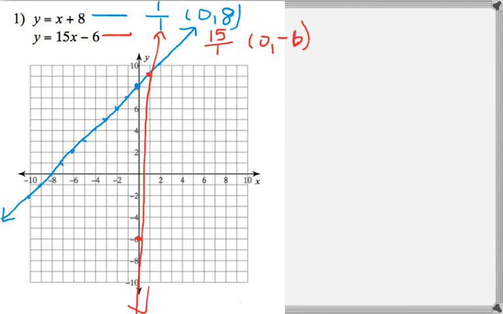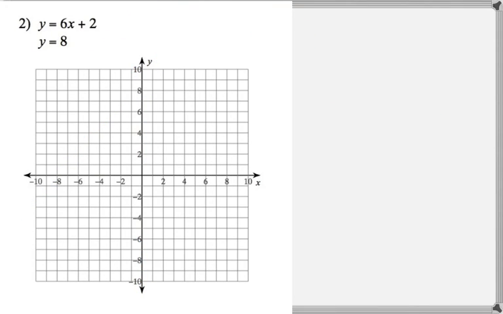Now, step 3, the final step, we have to identify the point where they intersect. That would be that point right there. So we need to write that point's location. Its x value is 1. Its y value is 9. So the solution to this system is the point 1, 9. Let's look at another example.